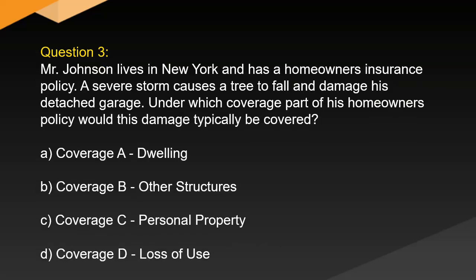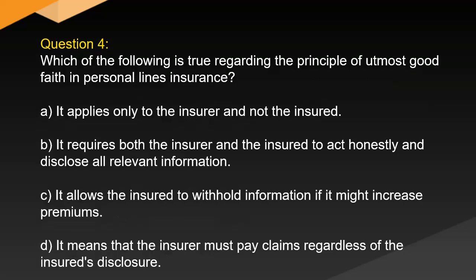Question 3. Mr. Johnson lives in New York and has a homeowner's insurance policy. A severe storm causes a tree to fall and damage his detached garage. Under which coverage part of his homeowner's policy would this damage typically be covered? A. Coverage A, Dwelling. B. Coverage B, Other structures. C. Coverage C, Personal property. D. Coverage D, Loss of use.